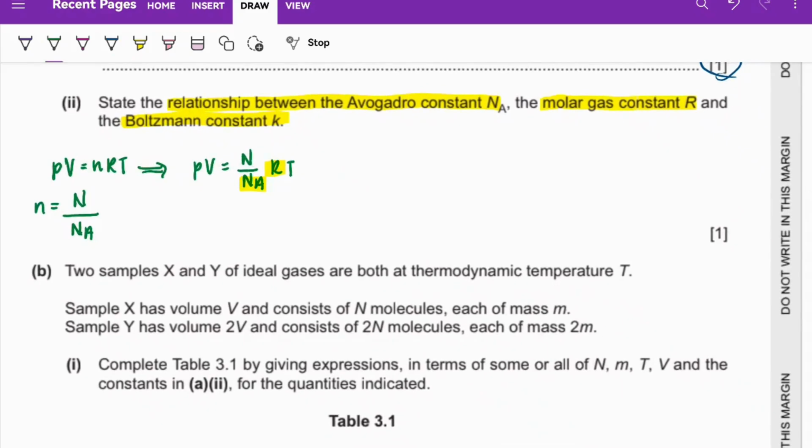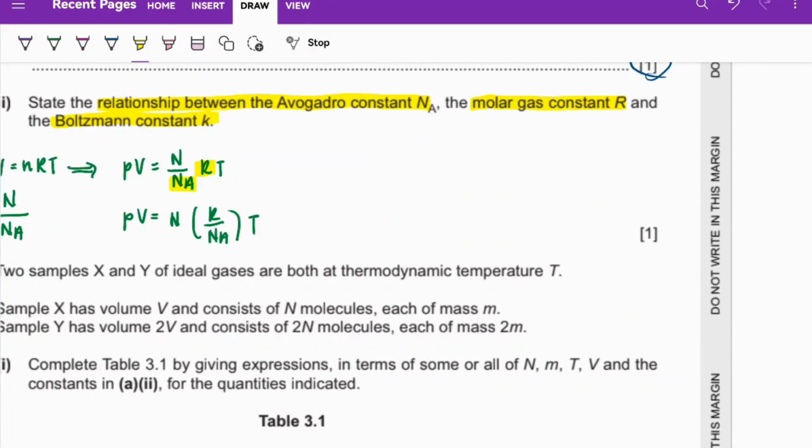So how do we do that? We can write it as N times R over NA, times T, where R over NA is actually the Boltzmann constant. K equals R over NA. We've actually derived this in the ideal gas equation. So this is the Boltzmann constant. So Boltzmann constant is equal to molar gas constant over Avogadro constant.